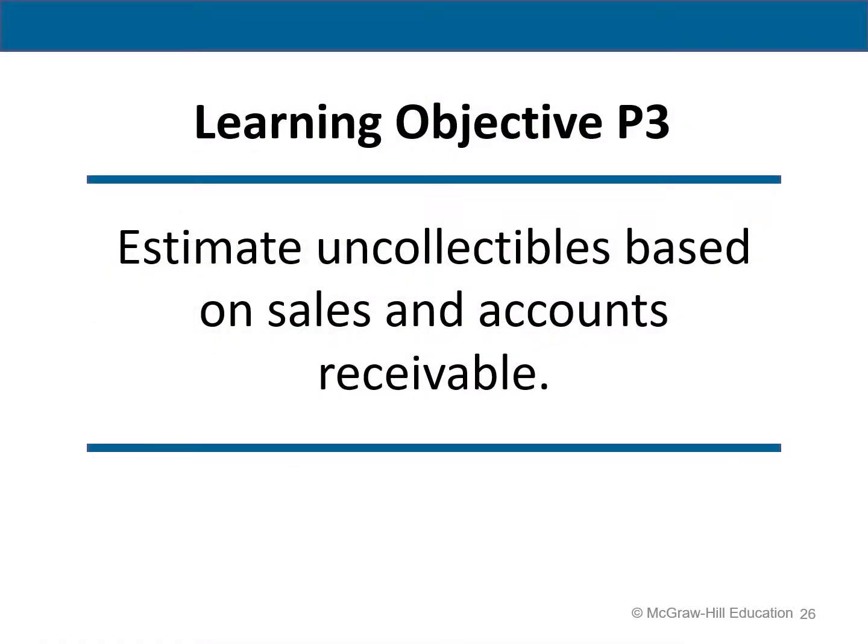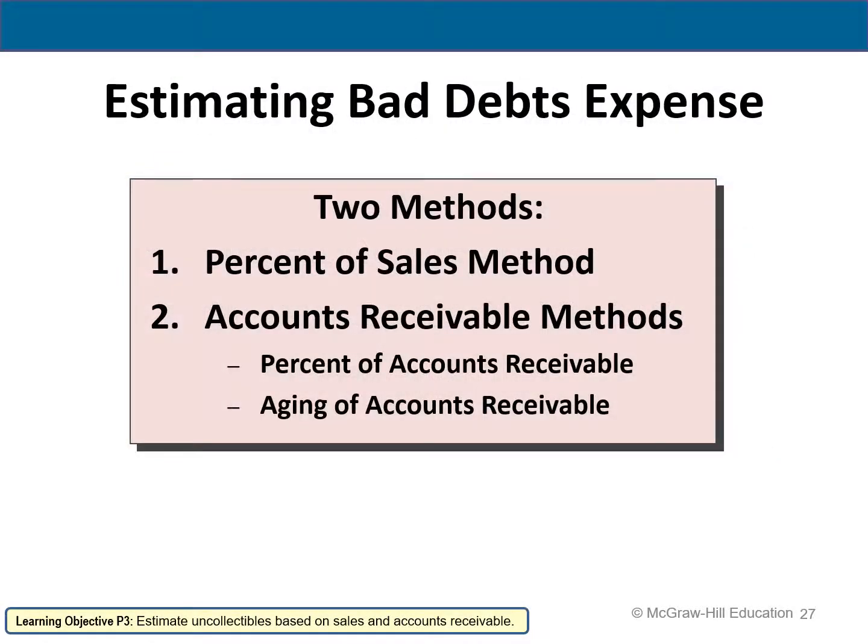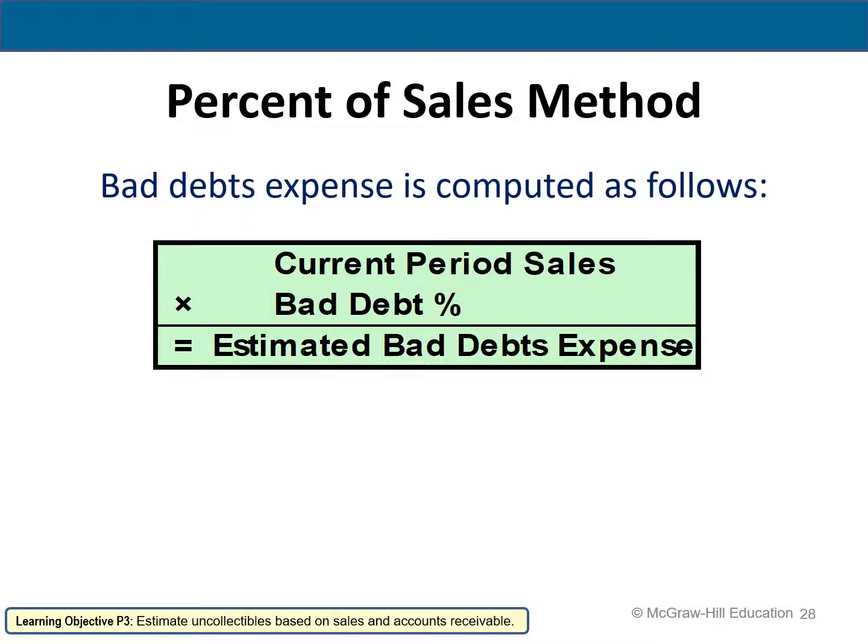All right, estimated uncollectibles based on sales and accounts receivable. So there's two methods to estimate bad debt expense: percent of sales and percent of accounts receivable, or aging of accounts receivable. So if we're using the percent of sales method, we compute our bad debt expense estimate by taking current period sales times some bad debt percentage to estimate your bad debt expense.